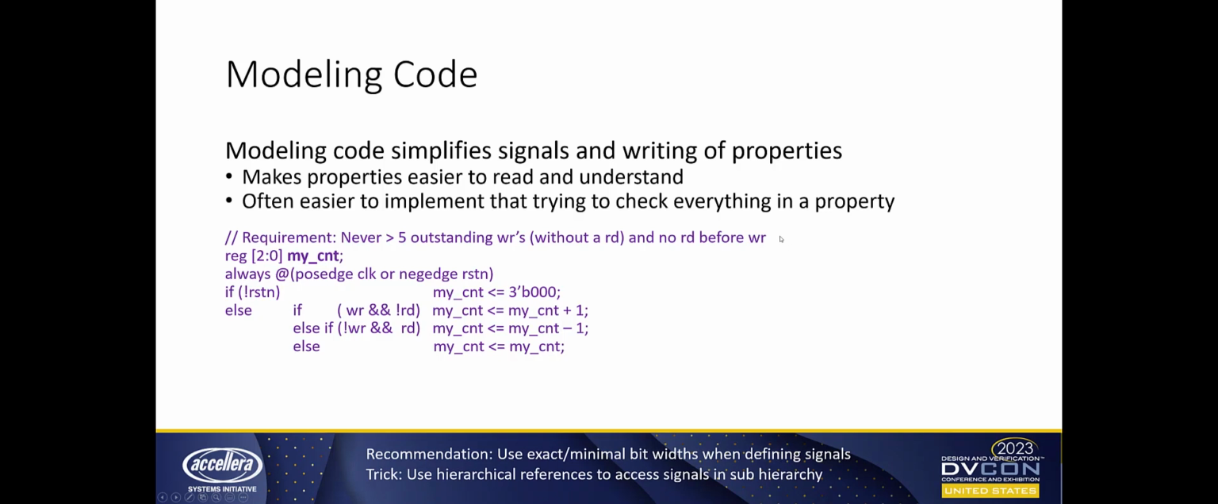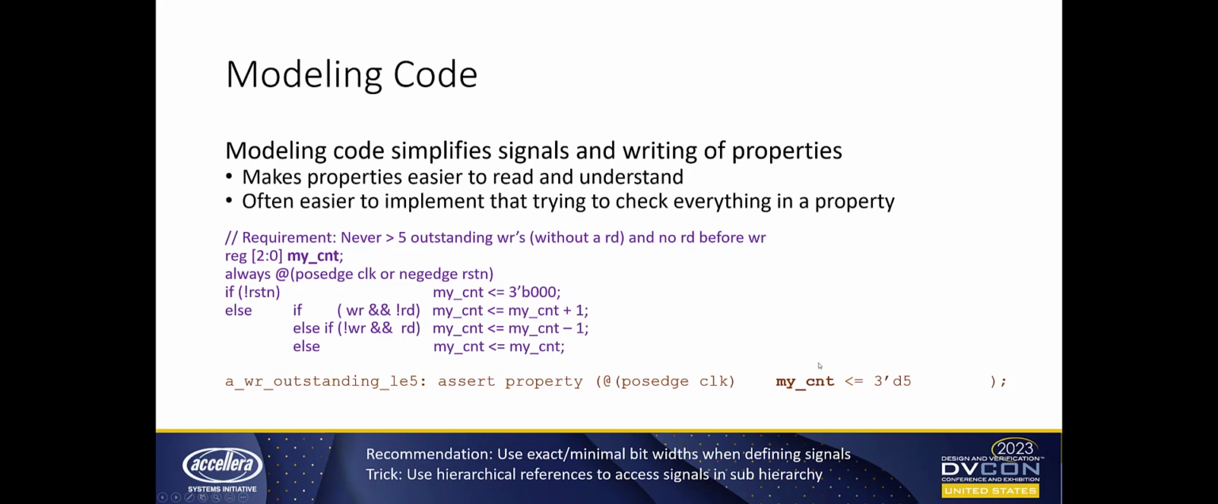If you're just going to write this with SVA, it's going to be extremely complex. You're going to use more complex areas of the language. It's easier to just write a counter. So you initialize the counter to 0. If you have a write and not a read, you're going to increment. If you don't have a write and a read, you're going to decrement. Otherwise, you just keep the same value. And so then it's very simple.